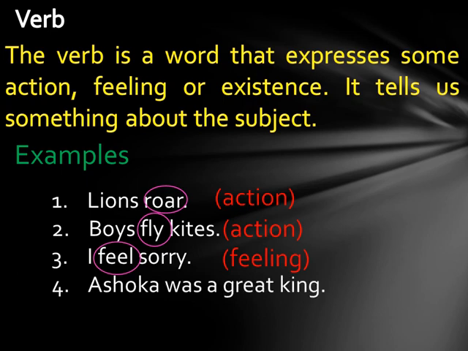Ashoka was a great king. Here, the word was is depicting an existence of King Ashoka. So, it is a verb. I hope children now you have clearly understood what is verb. Let's move further.